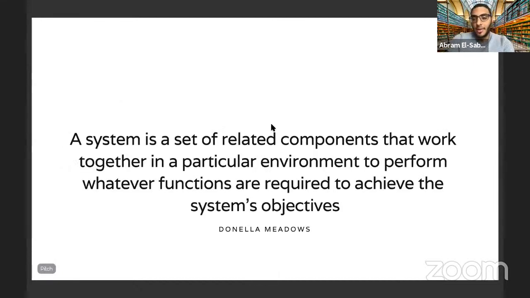Donella Meadows writes quite a bit about systems thinking. She says a system is a set of related components. Say we're talking about homelessness: service providers, government and people experiencing homelessness are parts of the system. That system works together in a particular environment to perform whatever function is required to achieve the system's objectives.